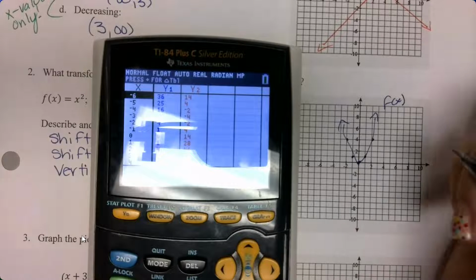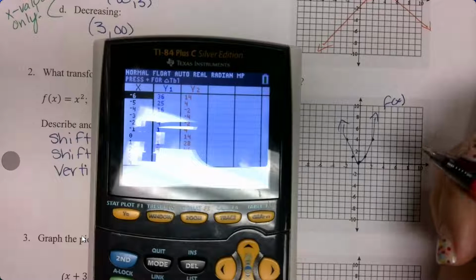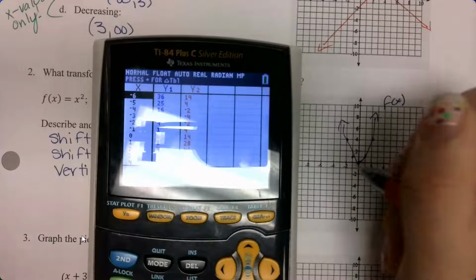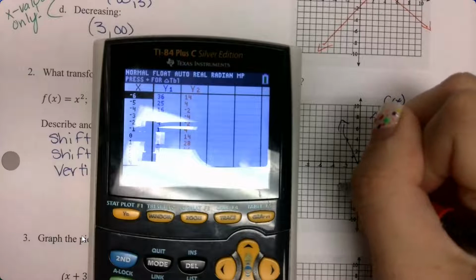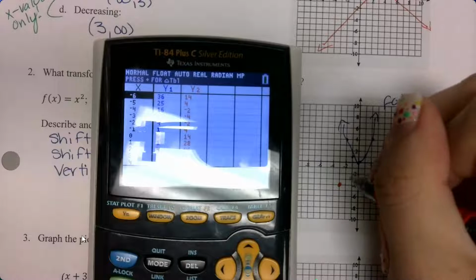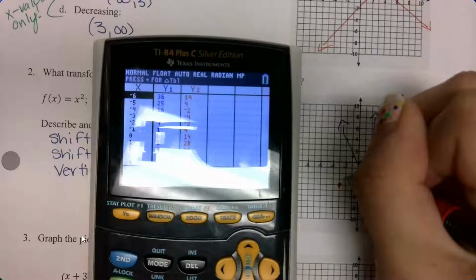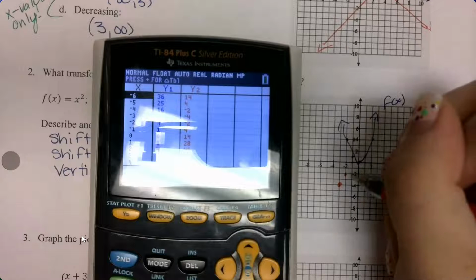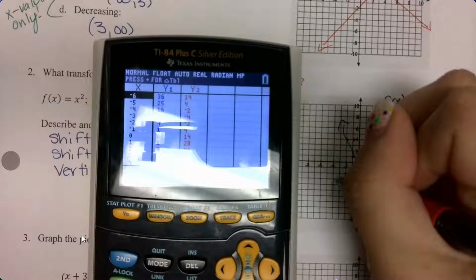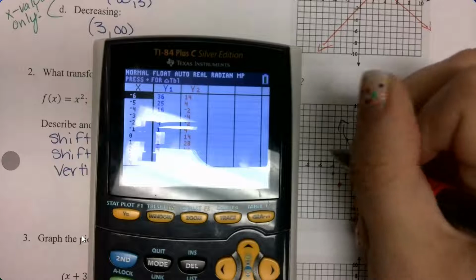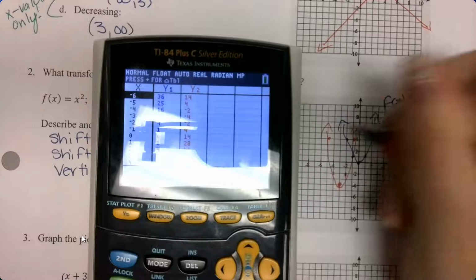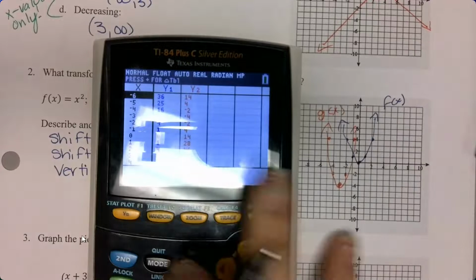Then for this one, I have -3, -4. That's moving left 3, down 4. And then on the right side, I have -2, -2, -1, +4. On the right side, I have -4, -2, and then -5, 4. So then I just want to connect those, and this is my g of x.